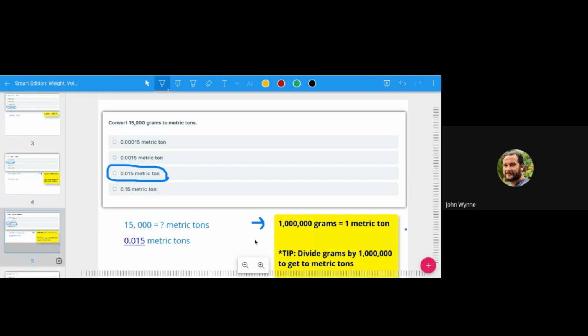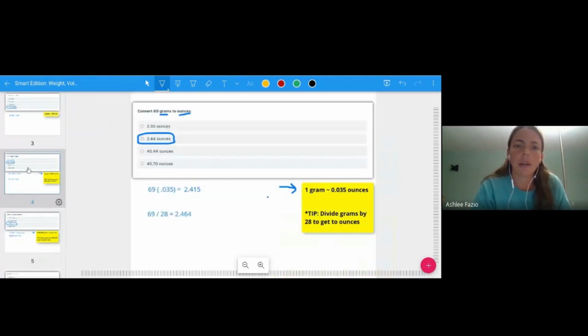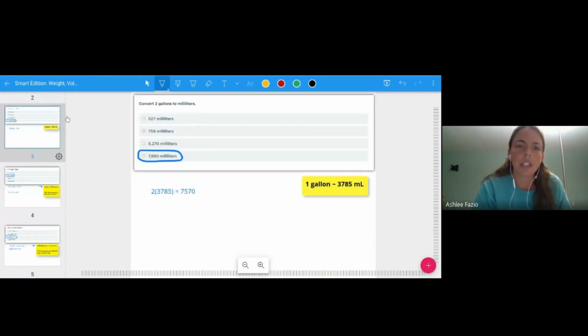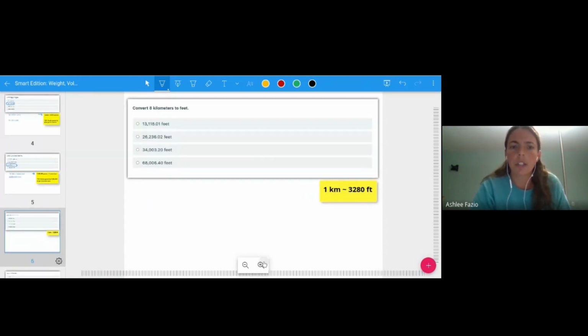Cool. Awesome. Very good. Okay, so we've done some metric conversions. We have done some grams to ounces. We've done gallons to milliliters. And in our next question, we're going to deal with some length.